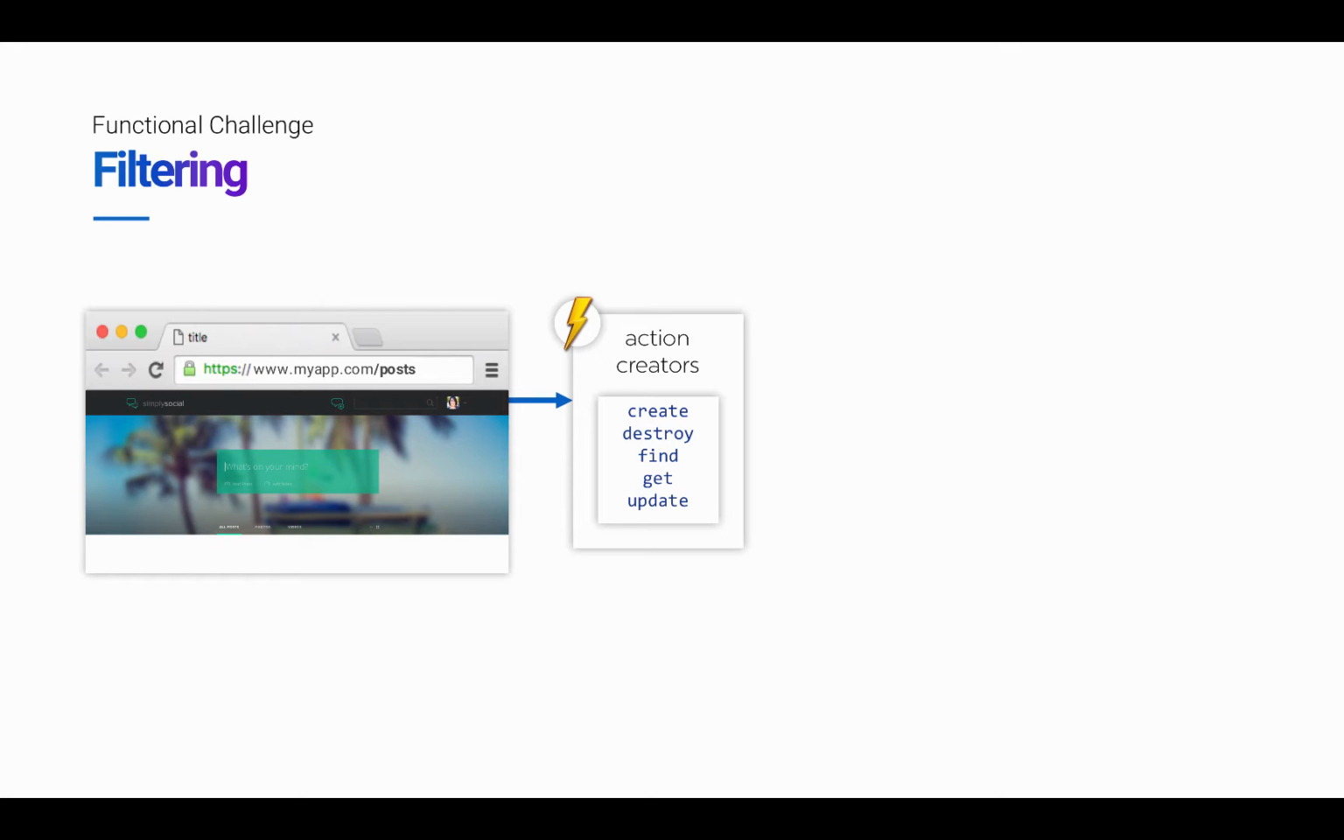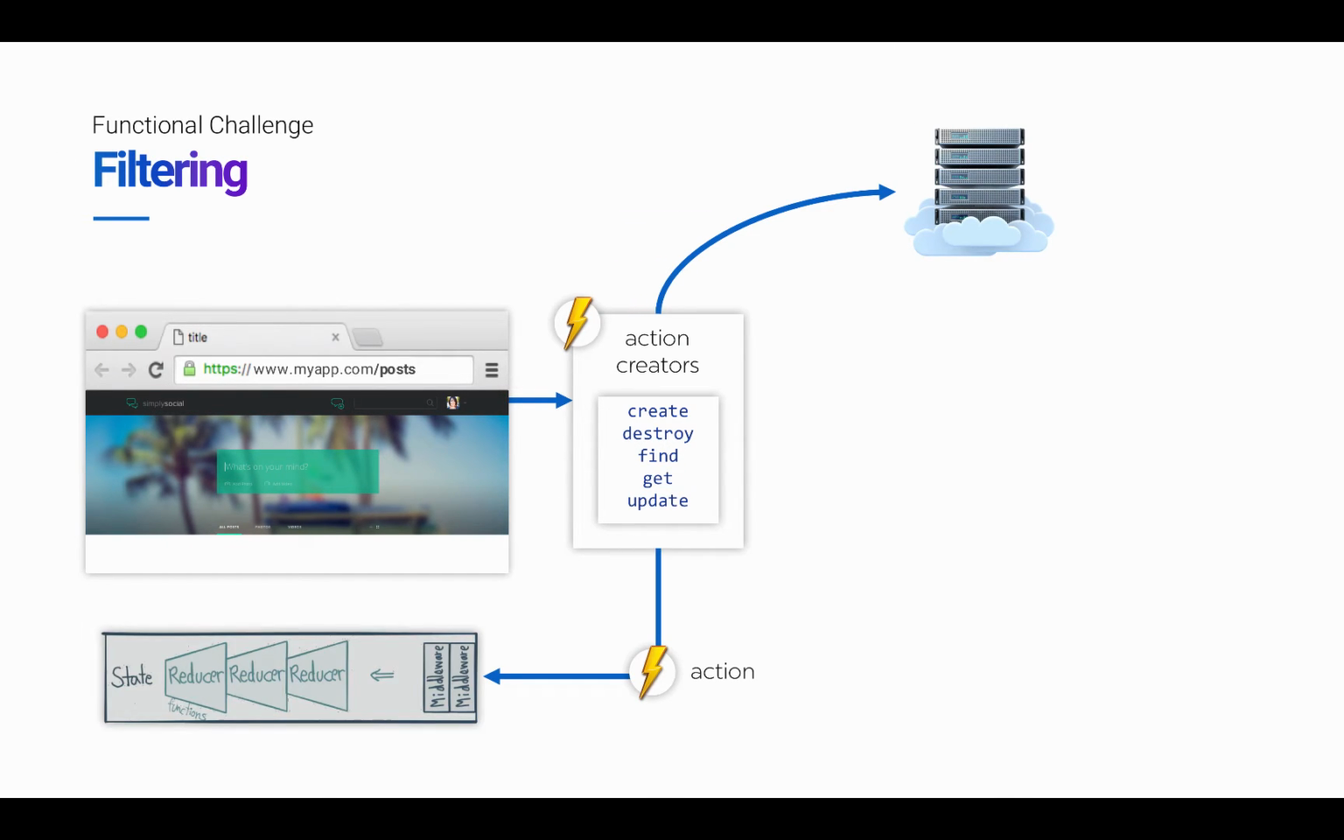So two things just happened. First, a request went out to the API server. And the second is that an action was dispatched to signify that the request is being fetched. So let's dive into the store next to understand what it does with that action.